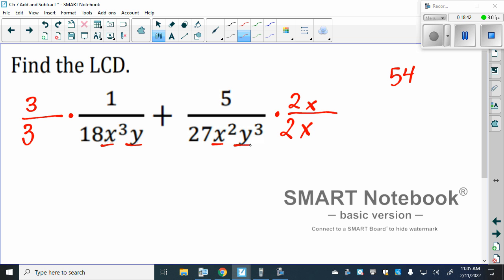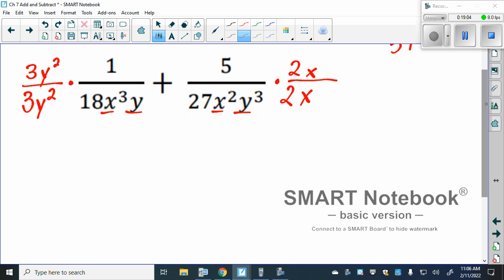Now we can look at the y's. Well, we have y and y cubed, so we'll need to multiply the one on the left by y squared, because we have one of them and we need 3. Now the denominators will be the exact same. Both of them are going to be 54 x cubed y cubed.